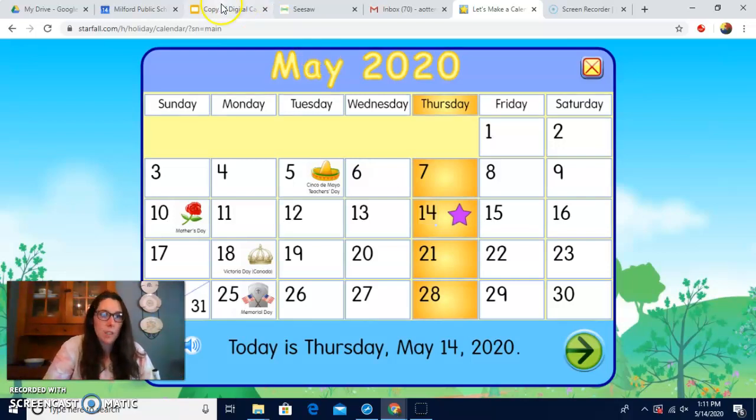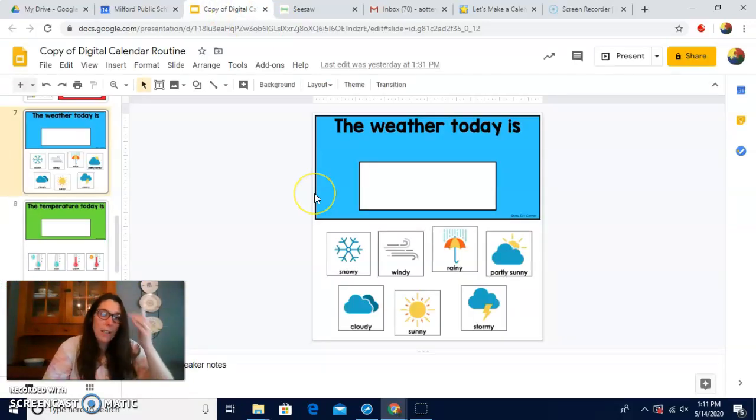Great. Let's go here. Let's do the weather. Ready? Weather watcher, tell us what the weather's like. Tell us what the weather's like. Won't you please? Won't you please? That was tricky for Miss Amanda to leave out a word.